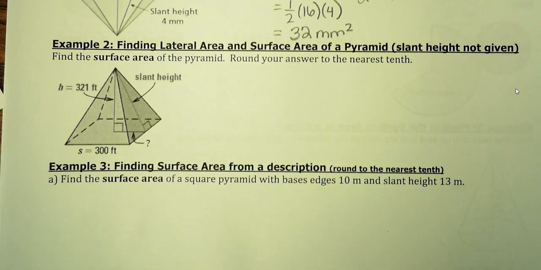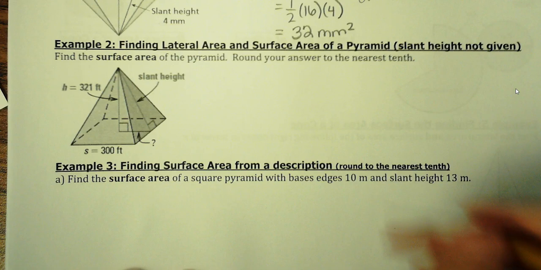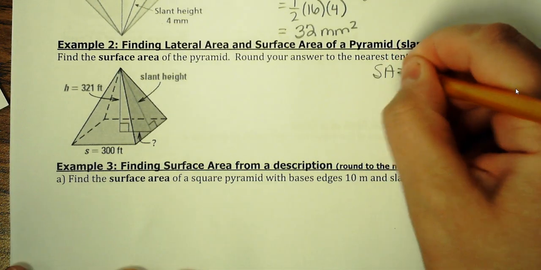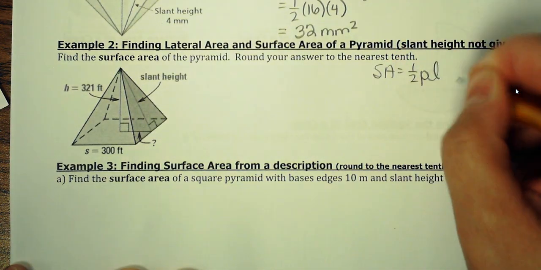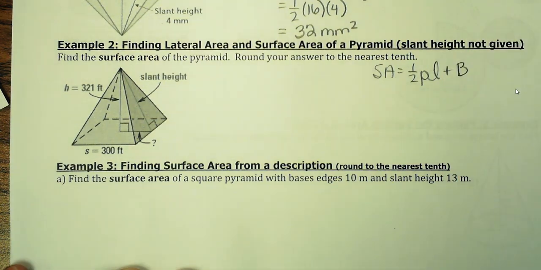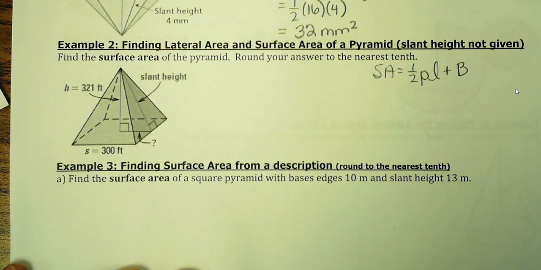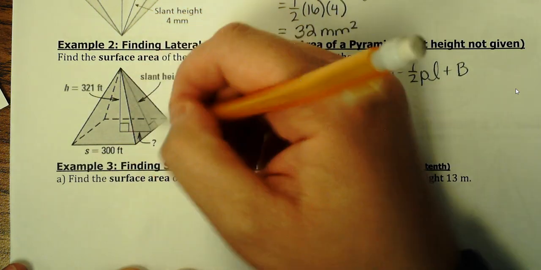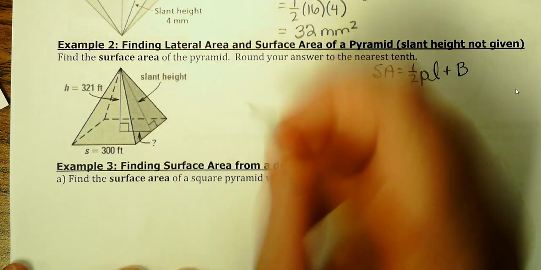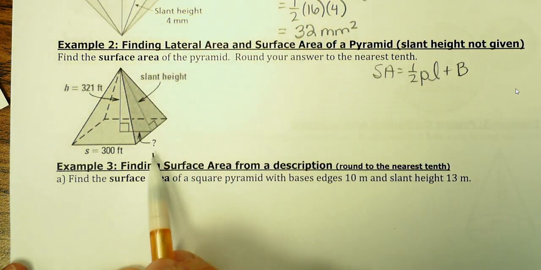Find the surface area. So I'm going to do surface area. This is 1/2 perimeter of the base times the slant height plus the area of the base. Okay, now a couple things here. They don't give me the slant height. They give me the actual height, but that's not involved in your surface area or lateral area calculation. They're giving that to us here, so we're able to find the slant height. Now, I put a little question mark here.